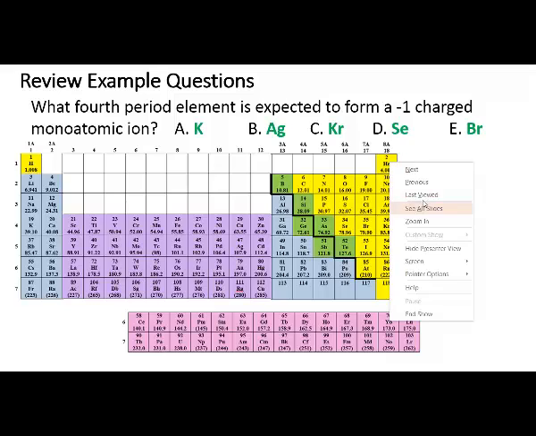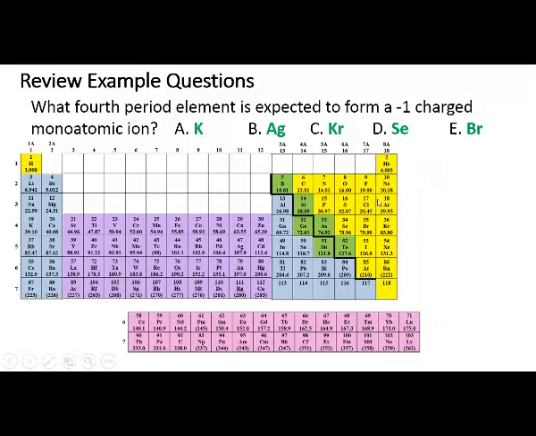So that would be in column 7A or 17. So if I'm looking in the fourth period, and I'm looking in the halogens, that would be bromine forming bromide, a negatively charged, -1 charged monoatomic anion in that case.